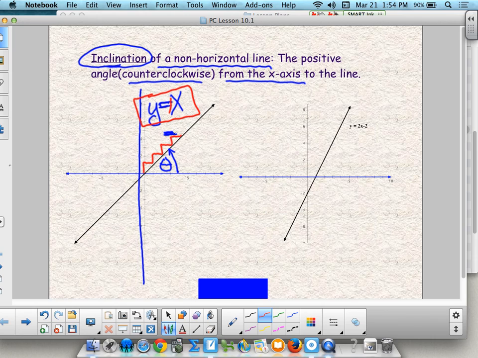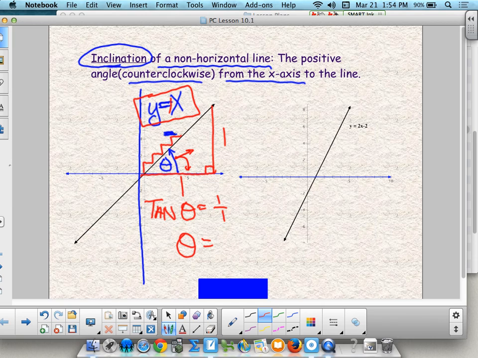Okay, but if I want the angle, I'm going to go back to trig, and trig said if we have right triangles, and if we know the opposite and adjacent side, we can use tangent. So that's exactly what I'll do in this one. Since the slope is 1 over 1, I could use this side as the rise, 1, and this side as the run, 1, which allows me to say I know the opposite and I know the adjacent. So I'm going to use the trig function tangent: tangent of theta equals 1 over 1.